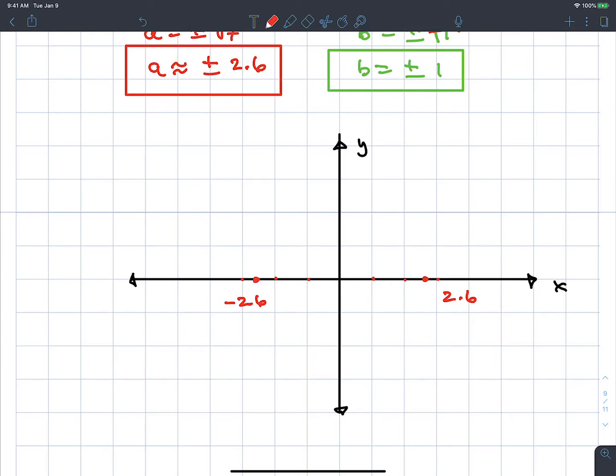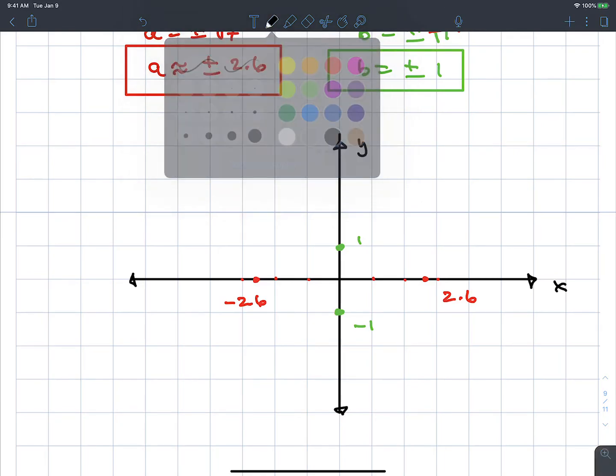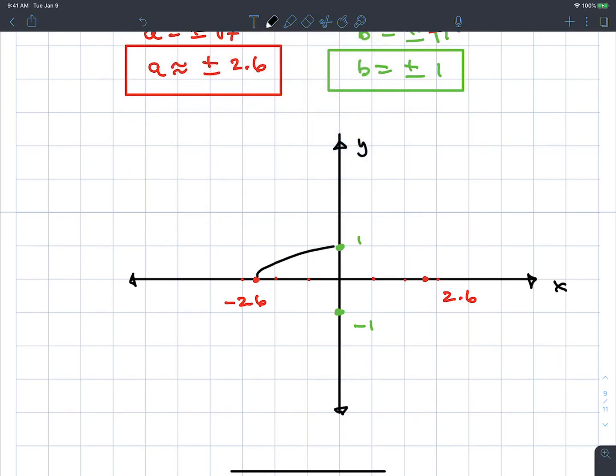And then the B values are plus or minus 1. So B here is 1, and over here, this is negative 1, ladies and gentlemen. I plotted the intercepts. And what will happen now is we're going to go back and sketch the ellipse.